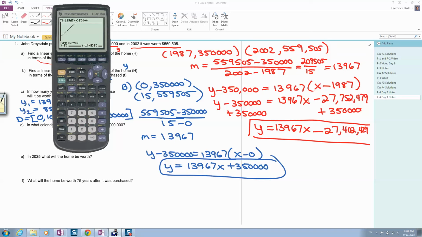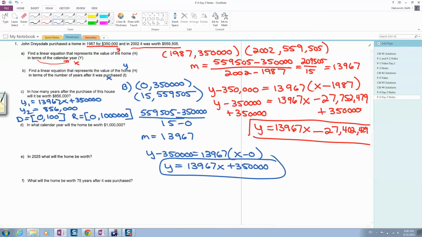And we'll hit enter, enter, enter. And notice we get x, because that's what we're looking for, the number of years that it takes for the value to be 856,000. It's 36.22 years. Or we'll say 23, since we'll round to the nearest hundredth. So in this answer here, we get 36.23 years.